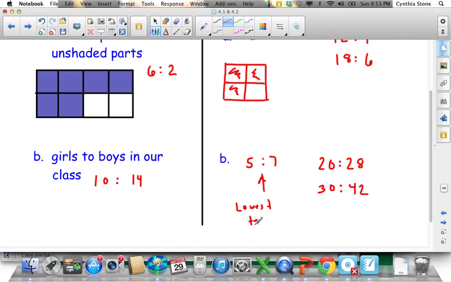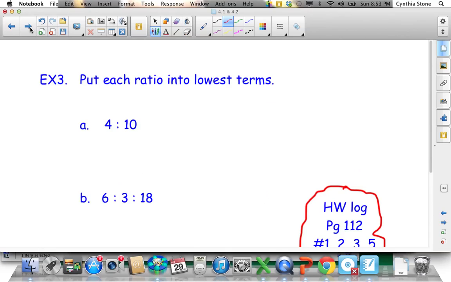And the reason it's lowest terms is I can't divide anymore and get an even number or a whole number. And so here we are, talking specifically about lowest terms. And so the idea is to find the biggest number that divides evenly into each side. And that's the greatest common factor, right?